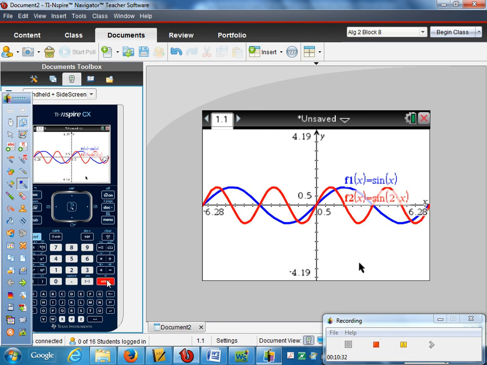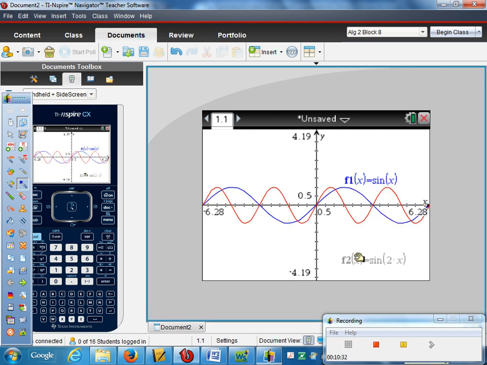Okay, and so what I want you to note is, what's the length of the period now? How long does it take it to do one cycle? It's shorter. It started here and it ended right over here, which would be one pi. Isn't it half as much? Yeah. So yes, it's one pi. Okay, so we're going to remember that. When we did sine of 2x, the period was one pi.